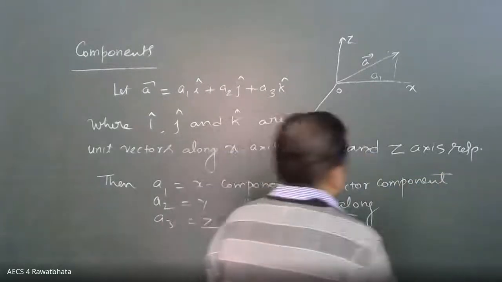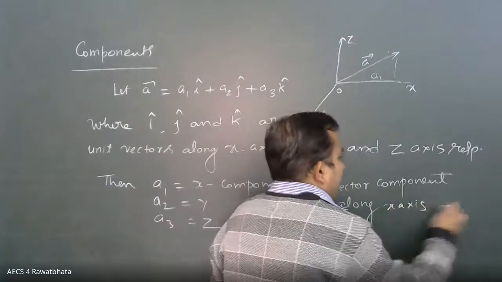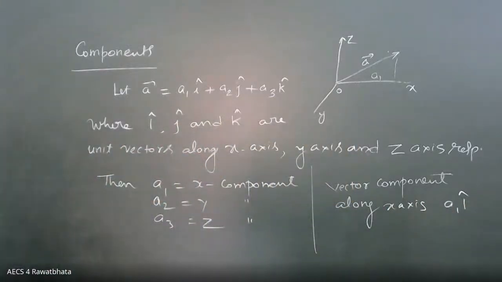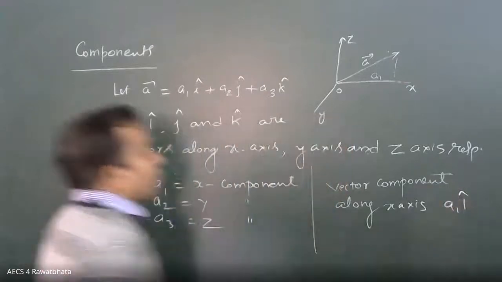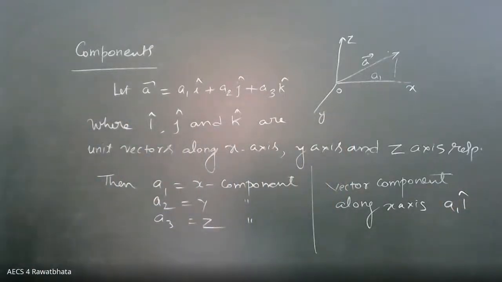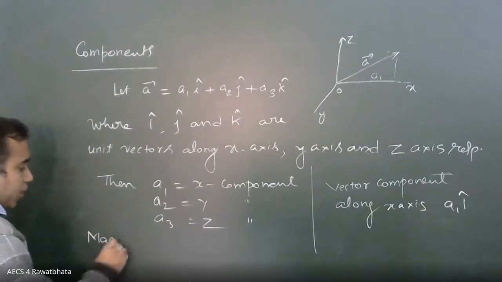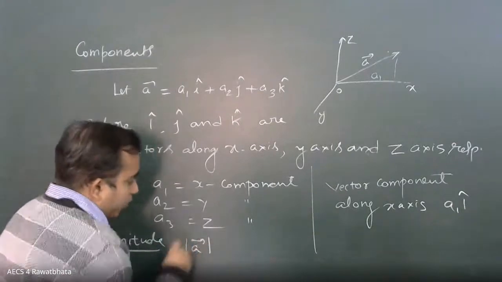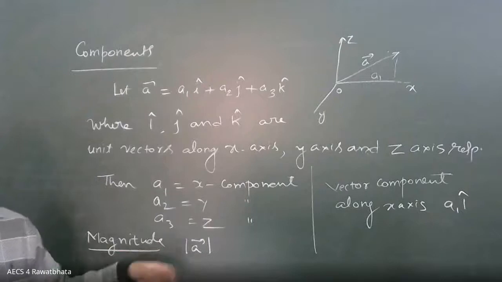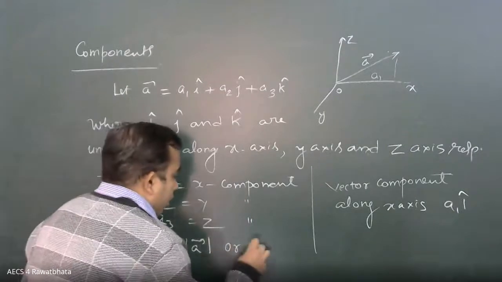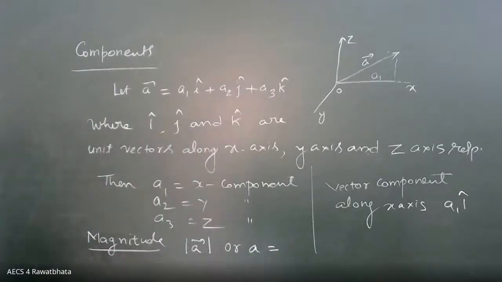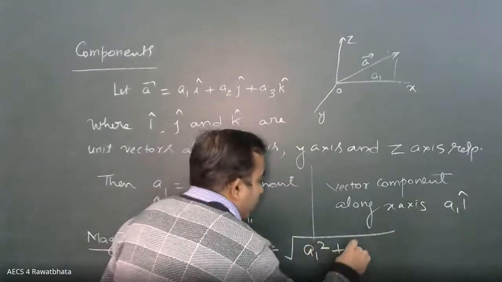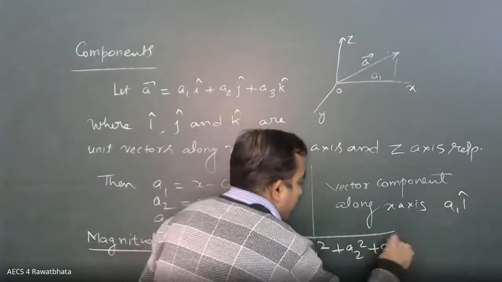We need to understand them. Along the x-axis it will be A1 i cap. This will be the vector component along the x-axis. Now, let us learn how to get its magnitude. So, vector A, its magnitude will be denoted by enclosing the vector within a modulus sign, or you write simply A. Then to calculate its magnitude, this will be equal to root of A1 square plus A2 square plus A3 square.